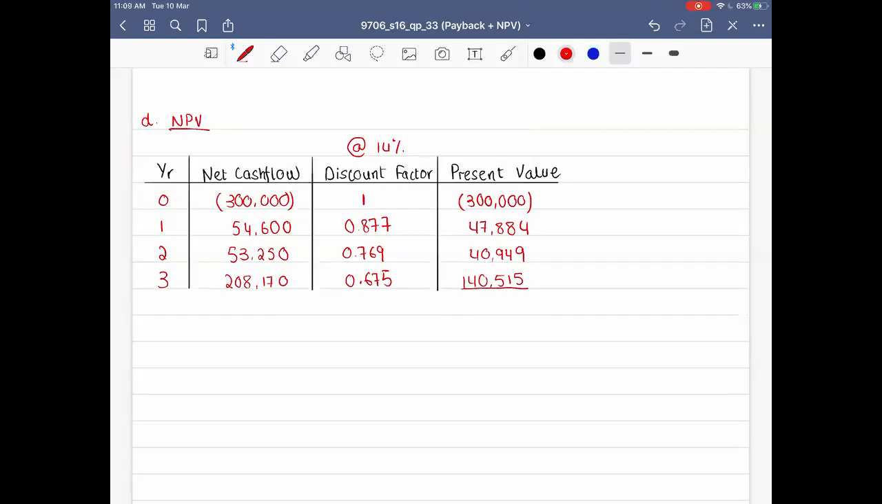So now we can calculate the net present value. And since the outflows in the year 0 is higher than the inflows, the net present value is negative. It's negative 70,652. The net present value is negative 70,652.